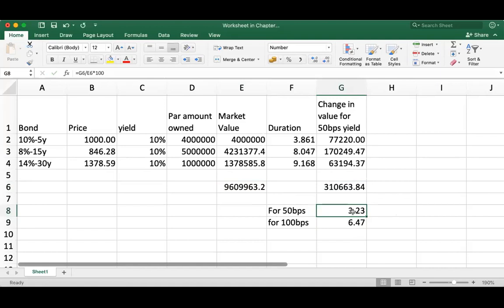As the interpretation of duration is the percentage change in price for a 100 basis point change, in order to calculate the 100 basis point change, what I have to do is multiply 3.23 by 2, right? So I got the portfolio duration. It's exactly the same value which we calculated using the other formula, right? So that's all about duration. In the next video, we will talk about the concept of convexity.